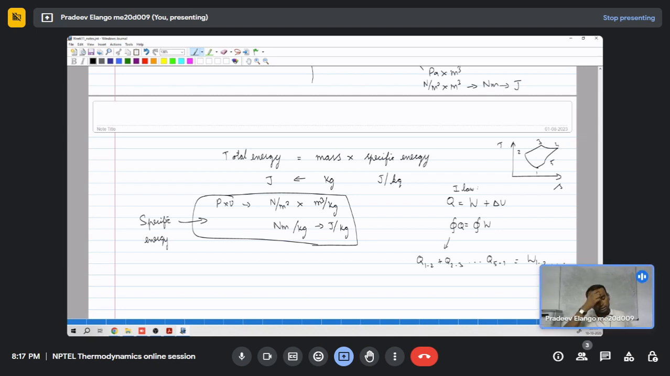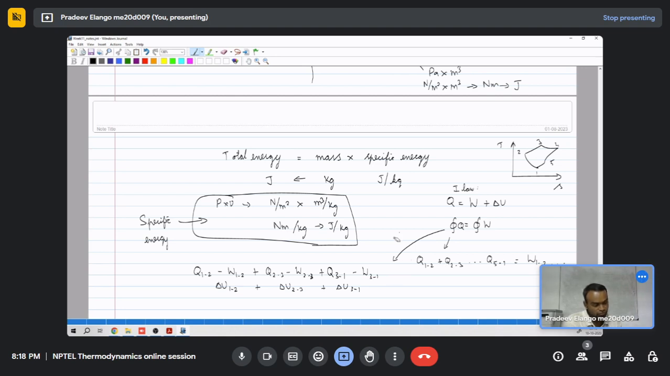Now what will happen? You will have Q12 minus W12. I will write only three processes: Q23 minus W23, plus Q31 minus W31. So this will be 0, right? I am writing from the cyclic integral term, and I will now convert it to delta U. So now this is delta U 1 to 2 plus delta U 2 to 3 plus delta U 3 to 1. This is 0.